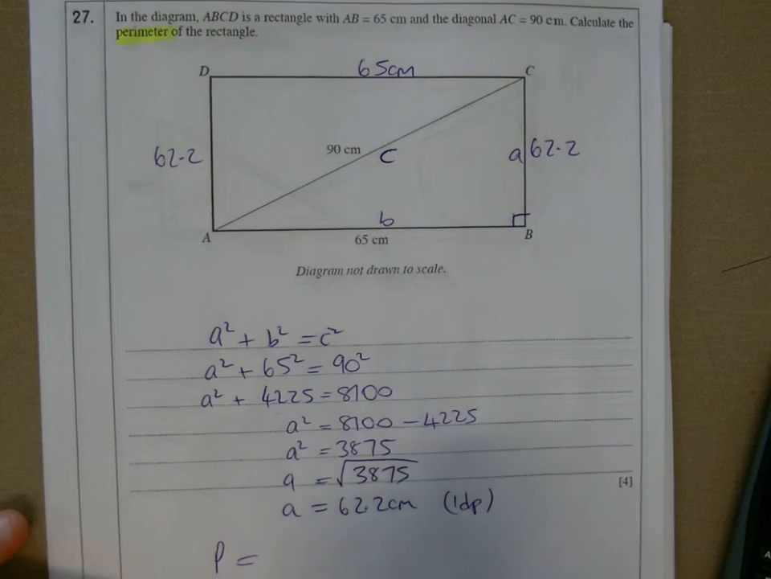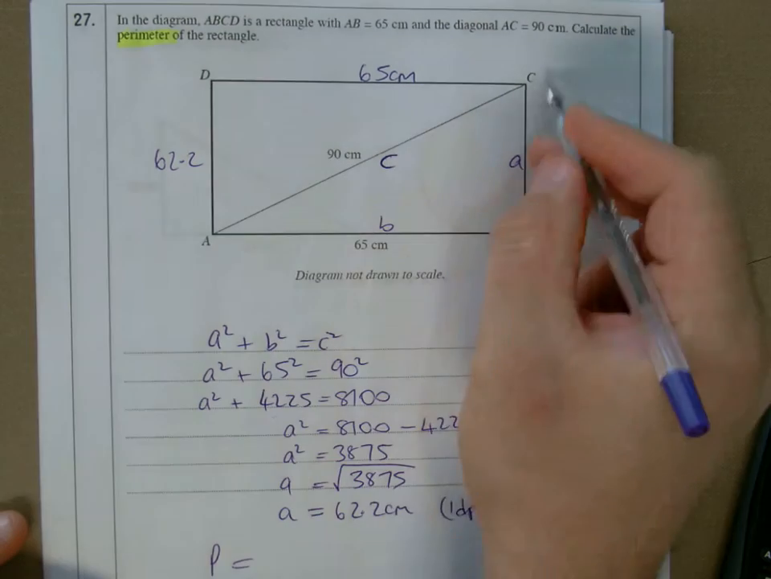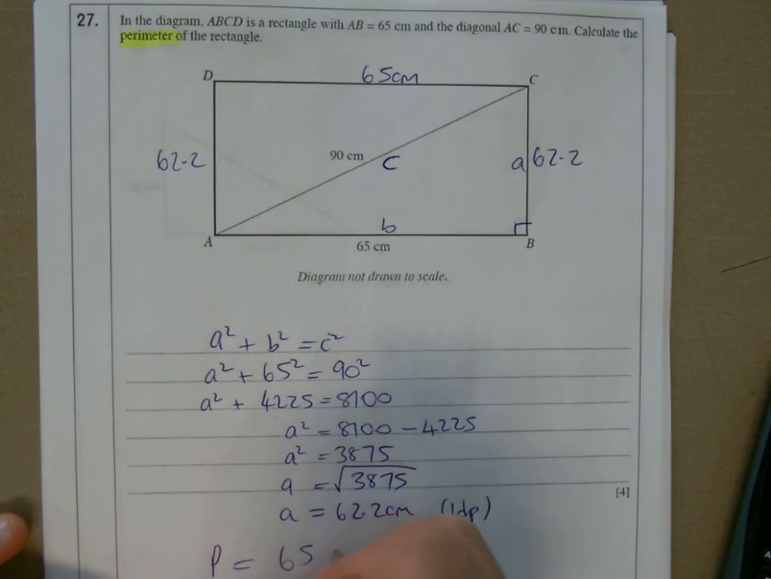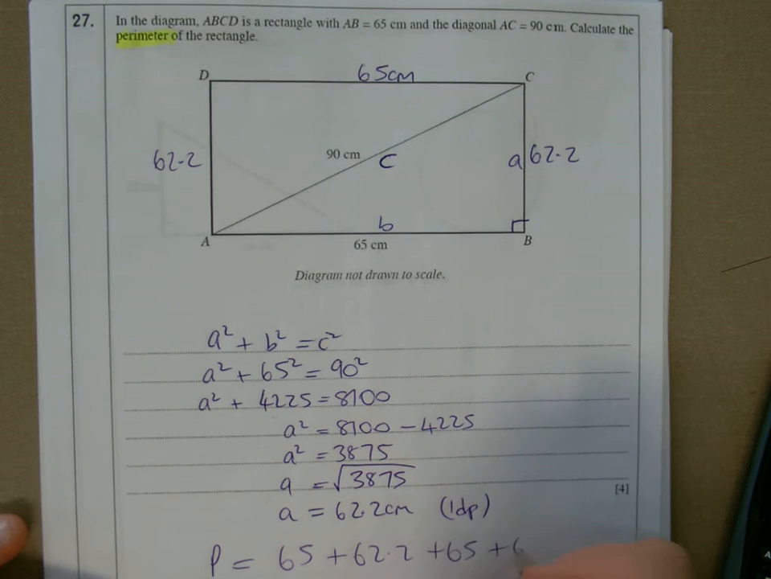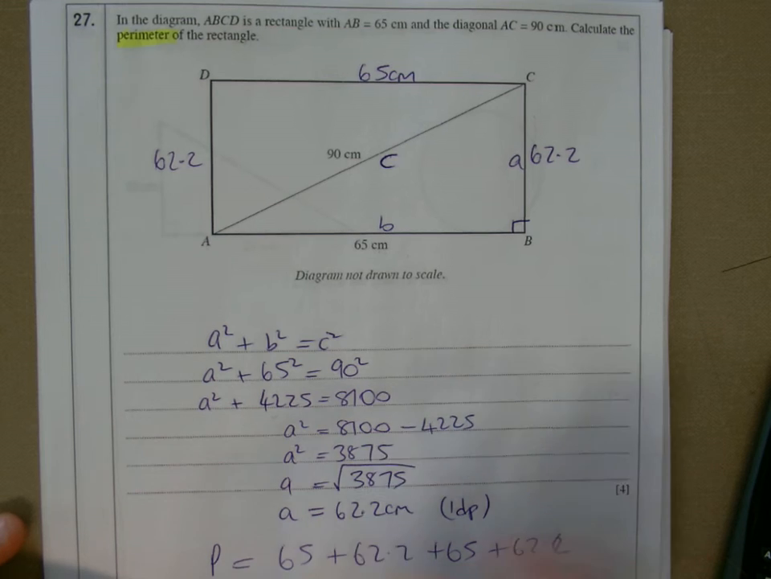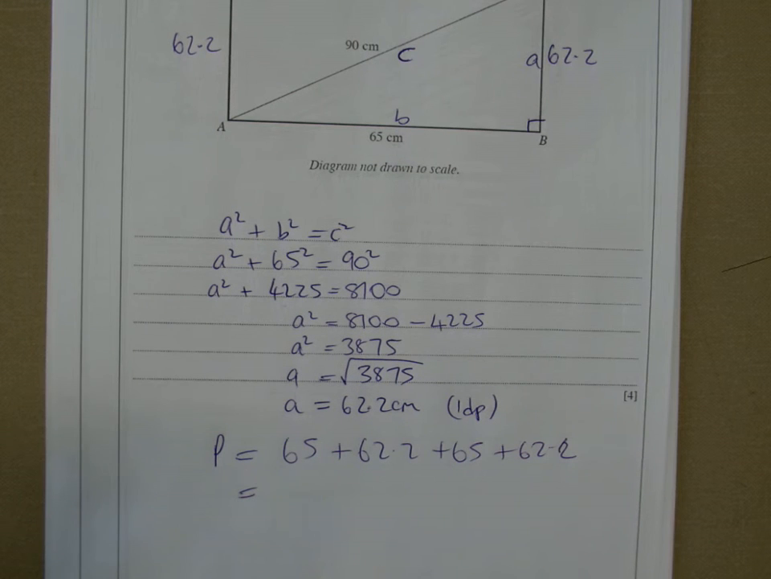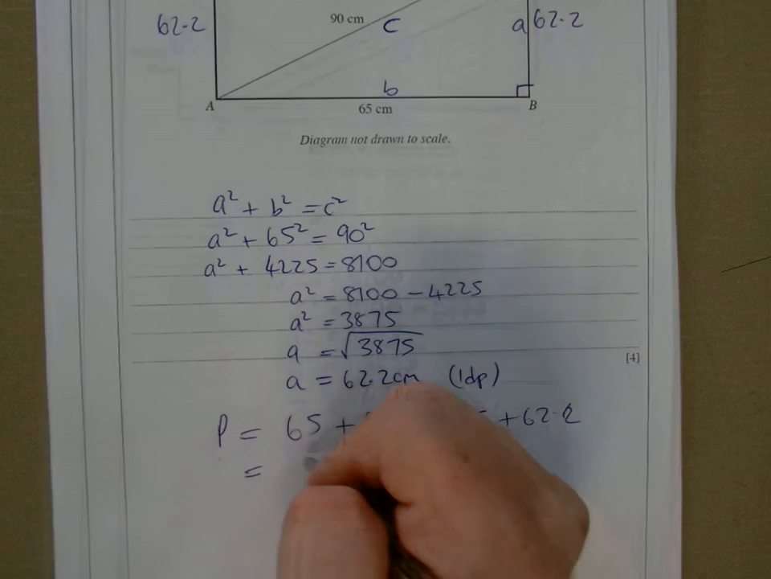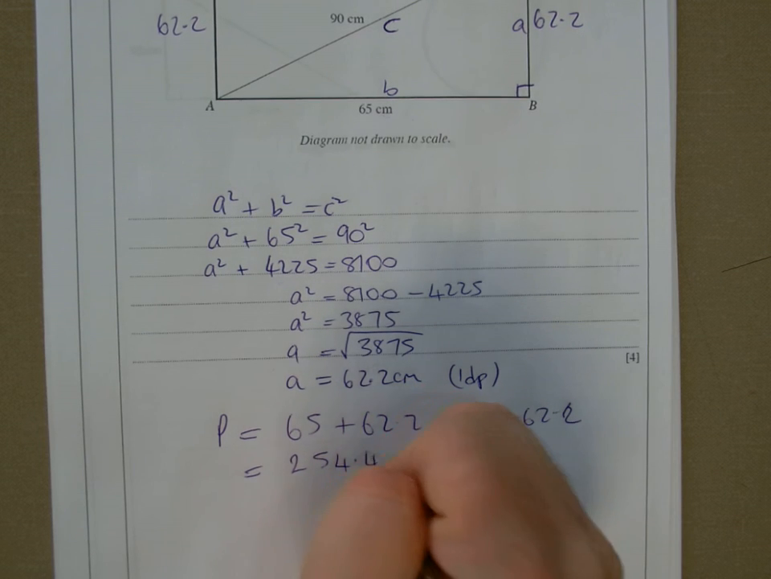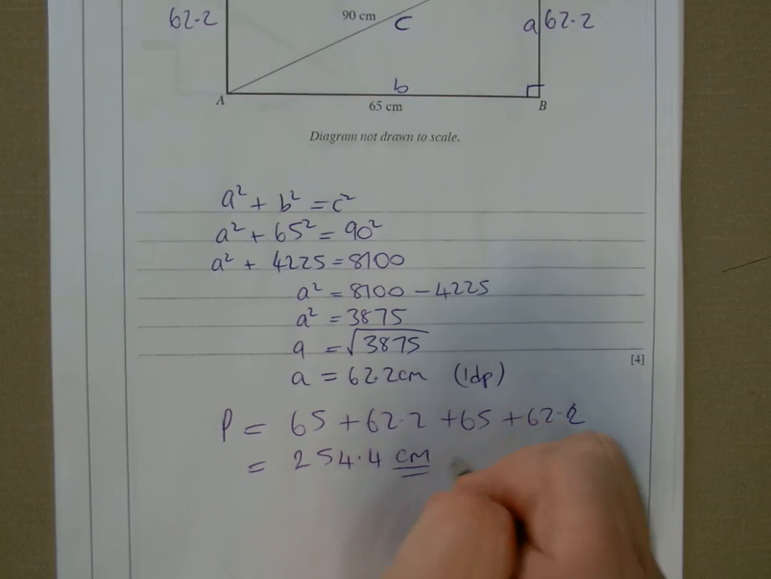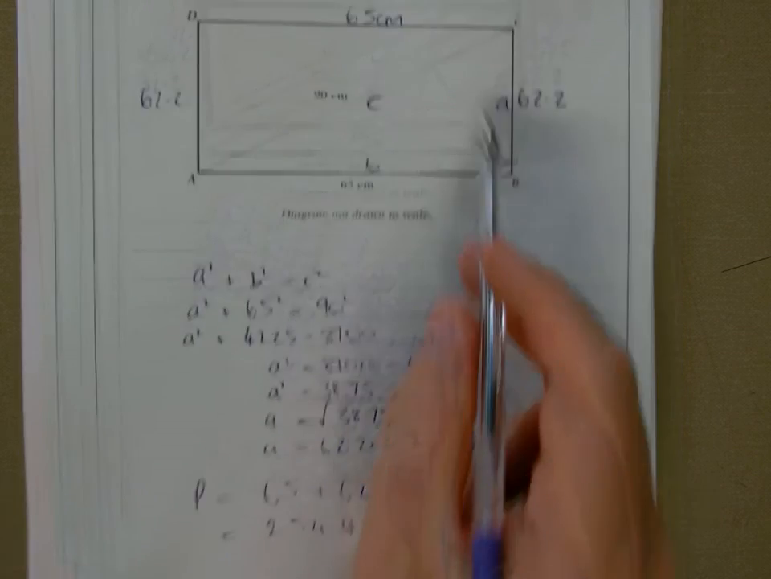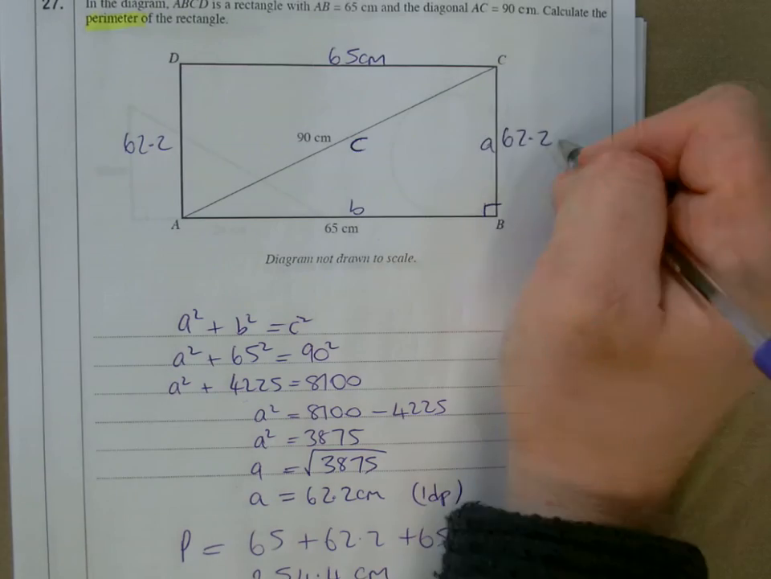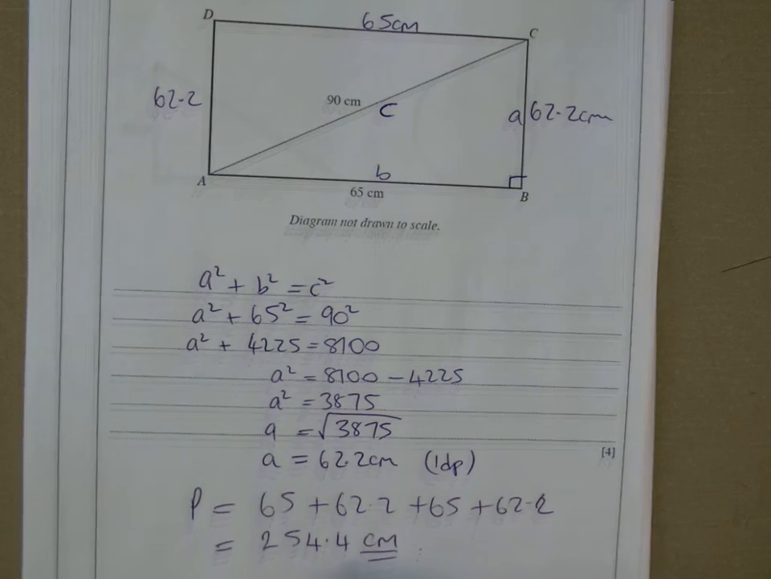So if I call it P for perimeter, you just literally need to think about yourself walking around, so 65, and then you walk in along here, 62.2, 65 and 62.2. So you add them all up. If I do that on my calculator, it comes out to be 254.4. And units will just be centimeters, won't it? Because you're measuring length, aren't you? So it's just the combination of these lengths. They're all centimeters. So that's the totality of it there then.